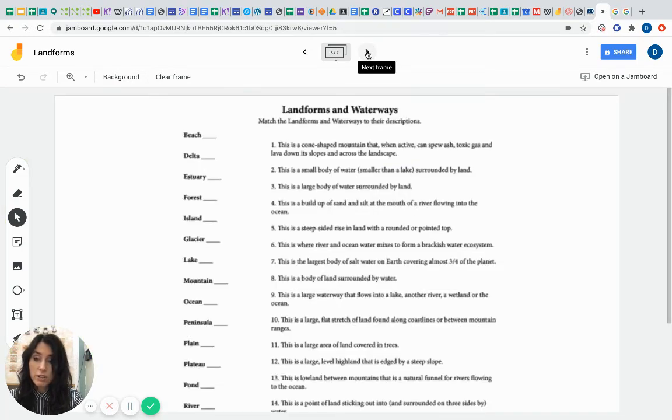If you want to give yourself a little quiz, why don't you read these definitions and see if you could match it with the vocabulary term. Good luck with that.